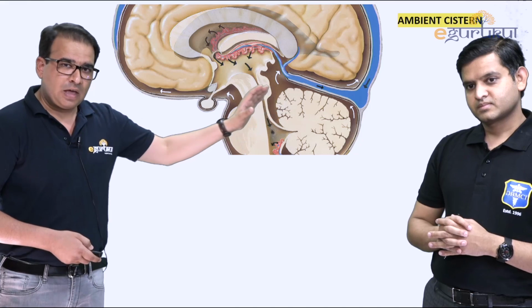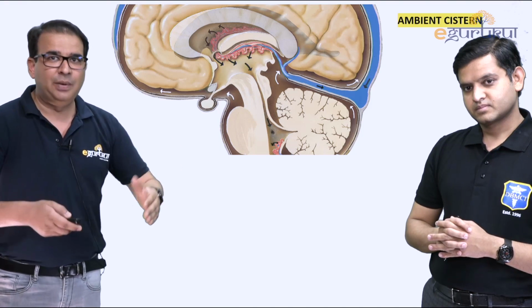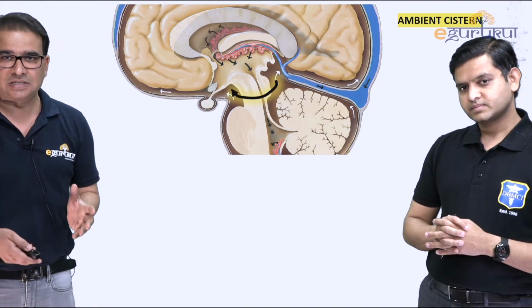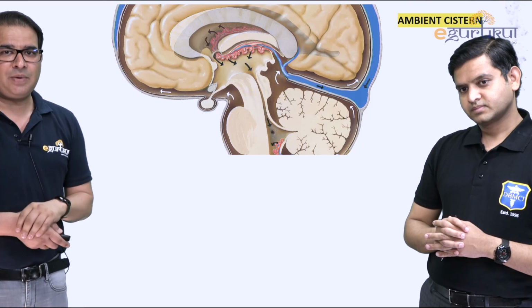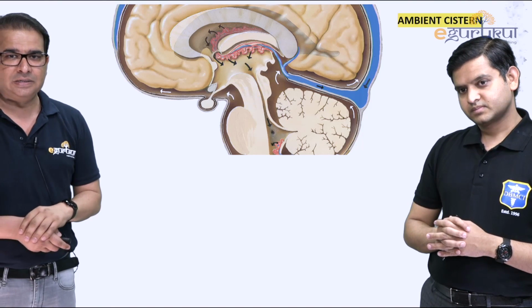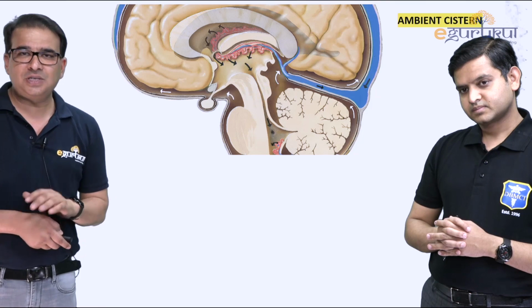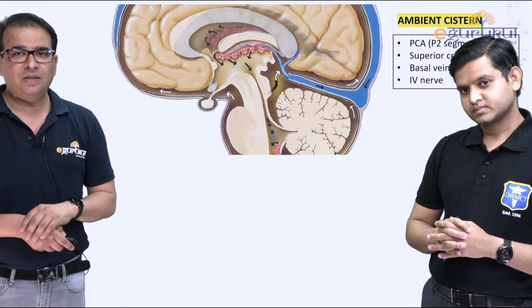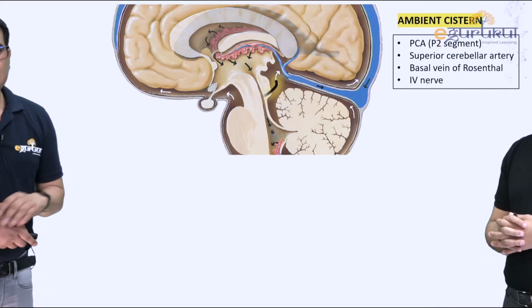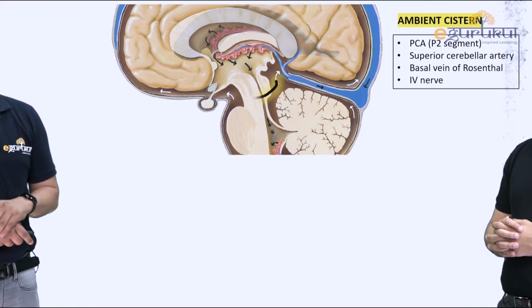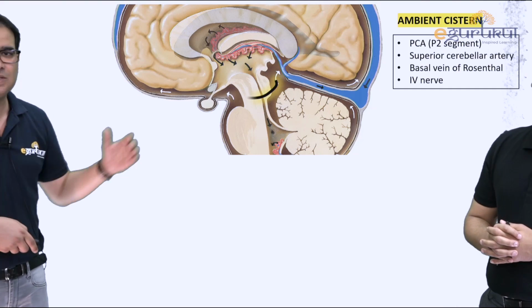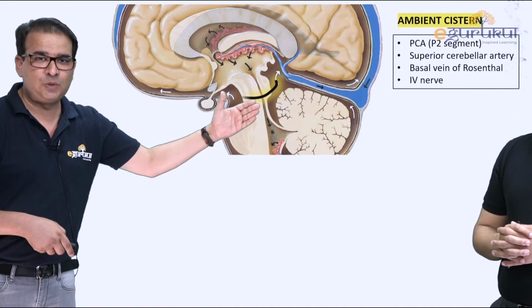Now, from the quadrigeminal cistern, if we move toward the anterior from the side of the midbrain, that cistern is called the ambient cistern. This animated arrow is showing you the location of the ambient cistern. And to see what structures are there in the ambient cistern, it's better we look into the transverse section. Now you can see, if we just enumerate the structures here, we have a posterior cerebral artery, that's the P2 segment. We just saw the P3 segment is here, so we have the P2 segment in there.